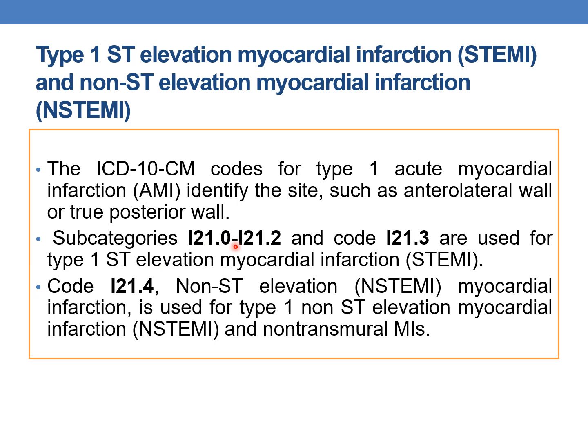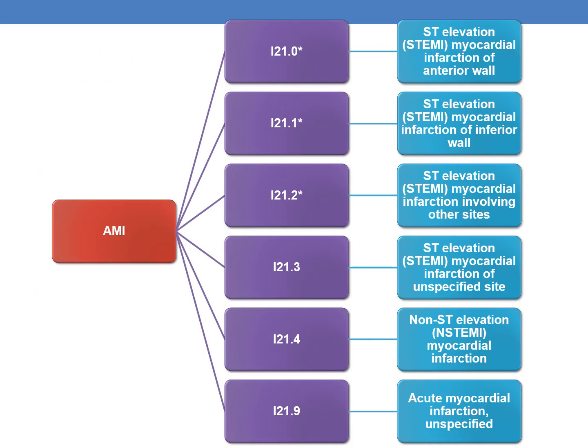Codes from the subcategories I21.0, I21.1, I21.2 and I21.3 are used for the type 1 ST elevation myocardial infarction, whereas code I21.4 is used for non-ST elevation myocardial infarction, type 1 non-ST myocardial infarction and non-transmural MIs. Here you can see these codes are used for type 1 myocardial infarction.